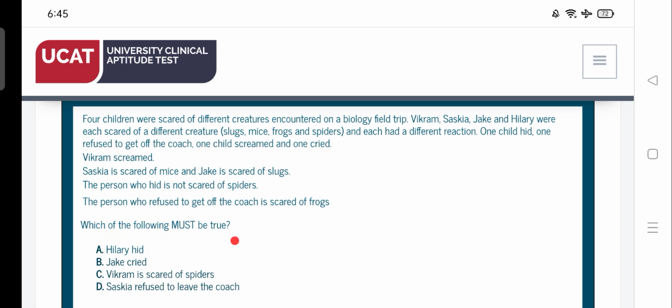Which of the following must be true? So here we have information that is given to us, and the question is which of the following must be true. It means that it has to be true from these options. First we have A, Hillary hid; B, Jake cried; C, Vikram is scared of spiders; and D, Saskia refused to leave the couch.